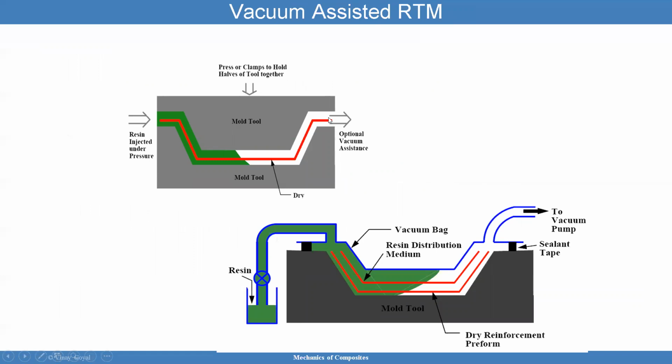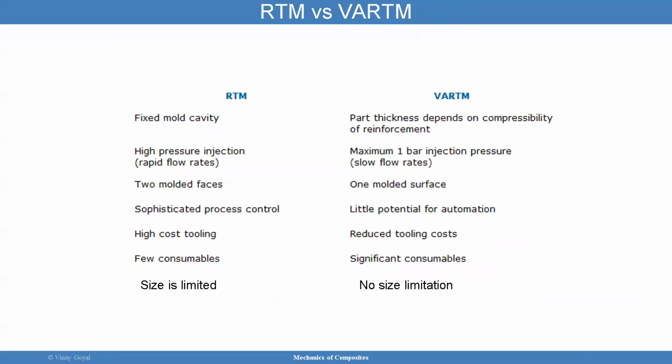And then here you have vacuum-assisted RTM. Again, the idea there is to try to remove any voids. So that's an advantage there. Here we compare RTM and vacuum-assisted RTM. I just listed it here, but there's no size limitation with VARTM. Other than that, they are very similar.